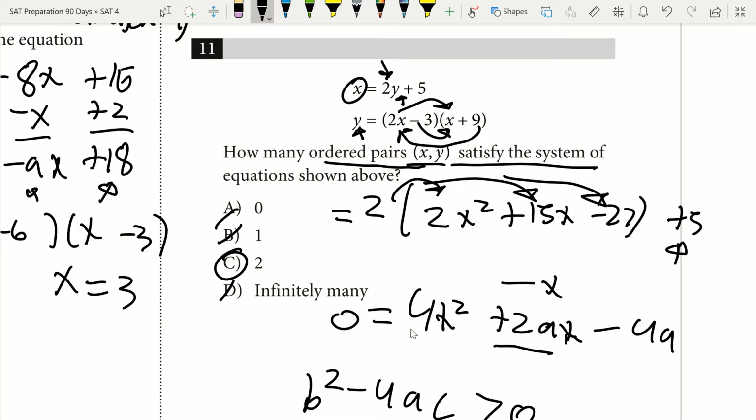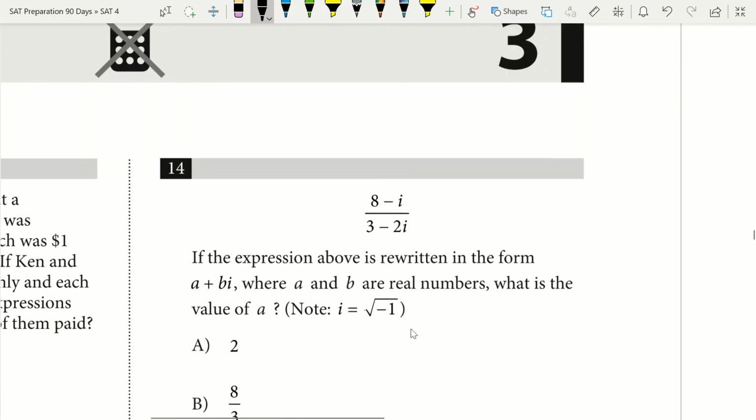Now we've got question 12. Give me one moment here. We've got question 12. All right, let's get into question 12.